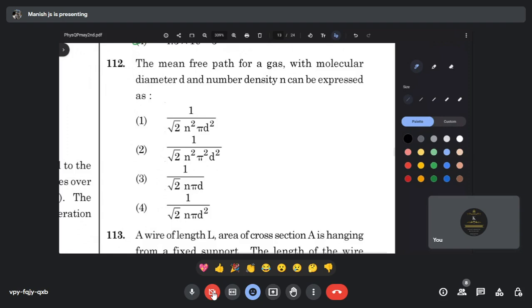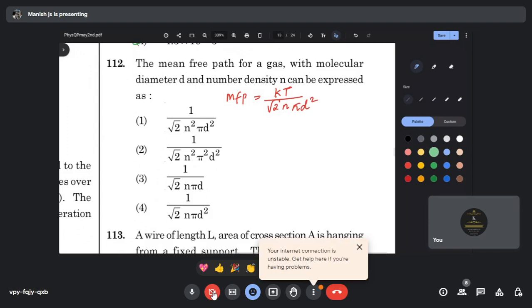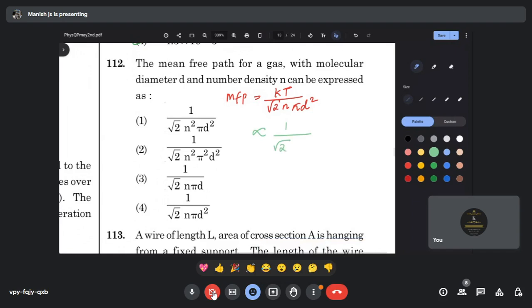So, the mean free path relation. We mathematically express it as mean free path equals kT divided by root of 2 n pi d squared. So if you express it proportionately, removing the constants, it is proportional to 1 upon root 2 n pi d square. So this is how it looks.